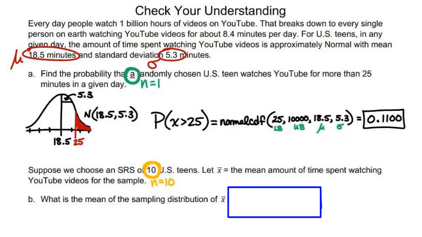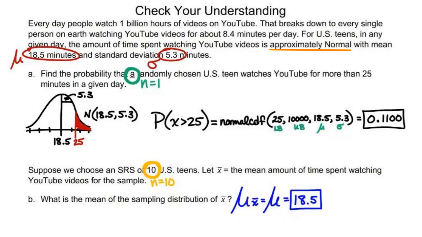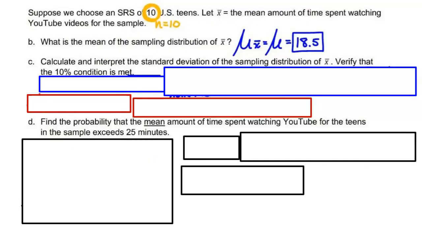The population is approximately normal, so we're going to get away with a normal distribution. What's the mean of the sampling distribution? 18.5, exactly the same as the population. Calculate and interpret the standard deviation and verify that the 10% condition is met. Is the 10% condition met? Because that has to be met for me to use the formula.